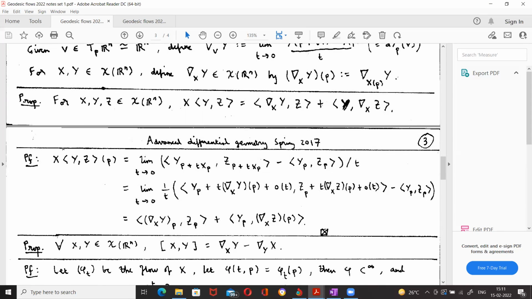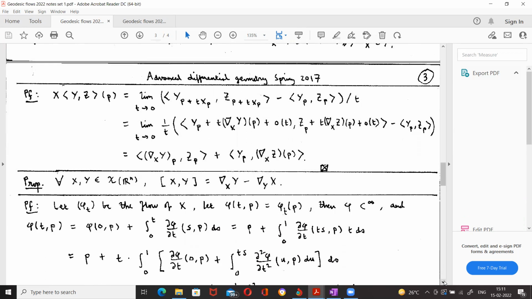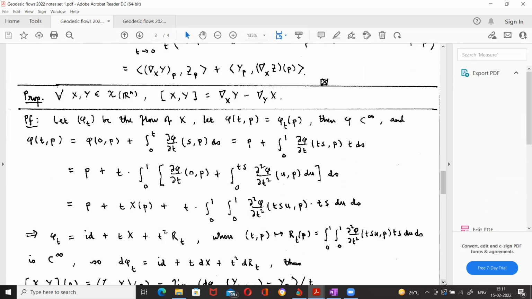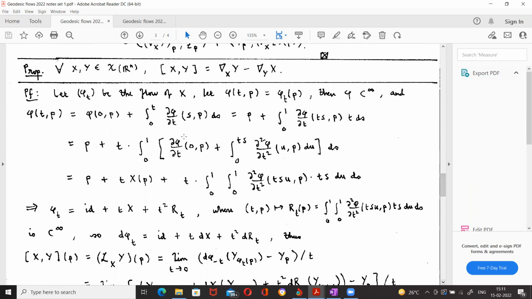All right, so we have this property of the covariant derivative in Rⁿ. And now we have this other nice property of the covariant derivative, which relates it to the Lie bracket. This is called symmetry of the covariant derivative. It says that in Rⁿ, if I take any two smooth vector fields X, Y, then the bracket [X, Y] I can write as ∇_XY − ∇_YX. This is called symmetry of the covariant derivative.